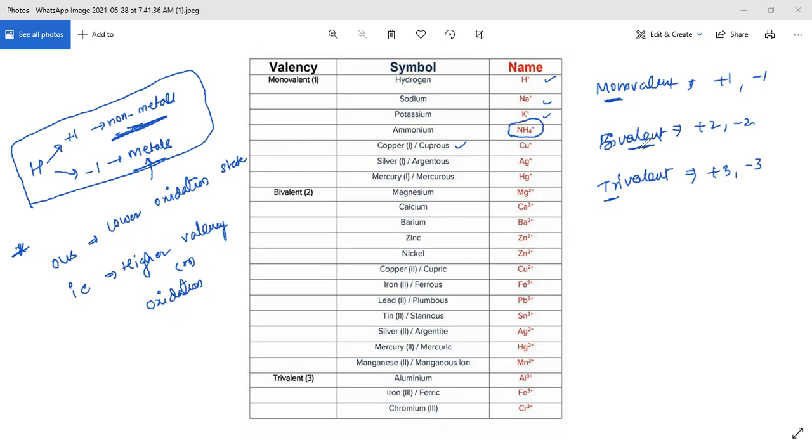Valency means some charge on the ion. Bivalent means having plus 2 or minus 2. Trivalent means having plus 3 or minus 3. Is it clear? Still any doubts?